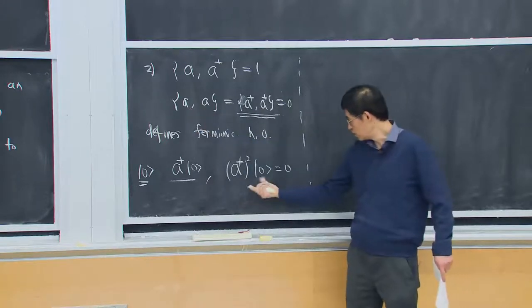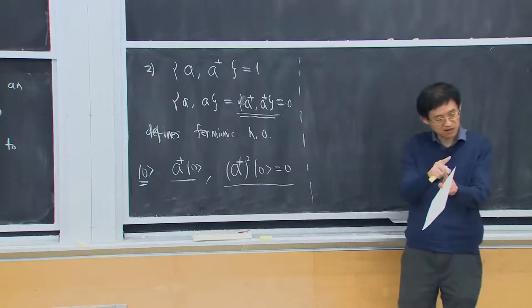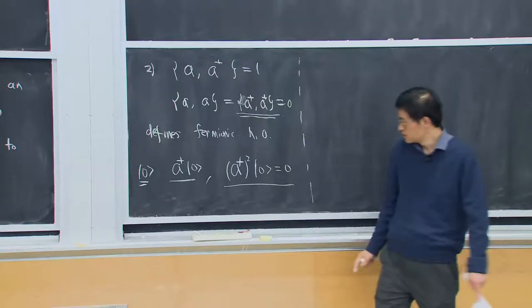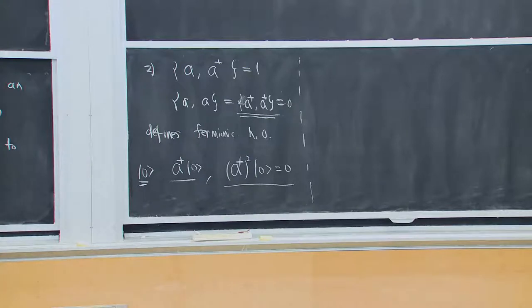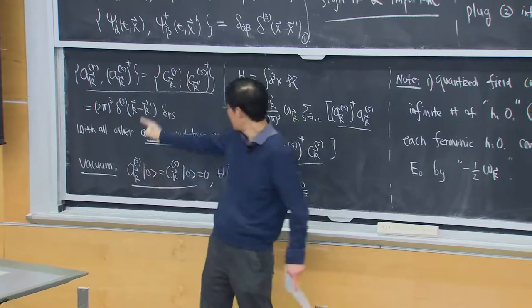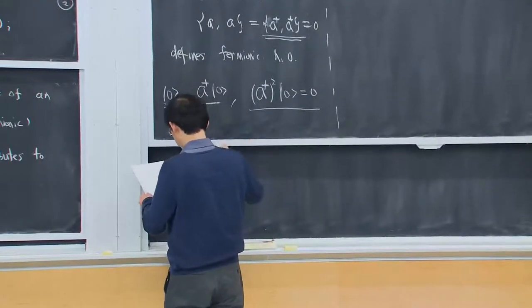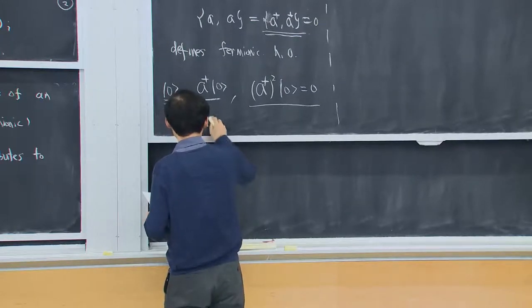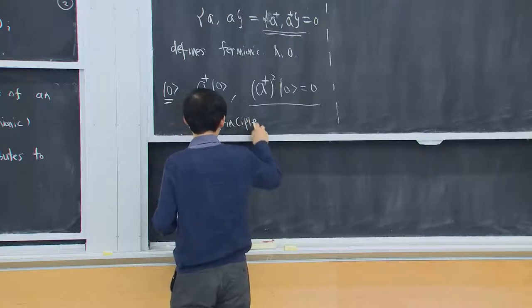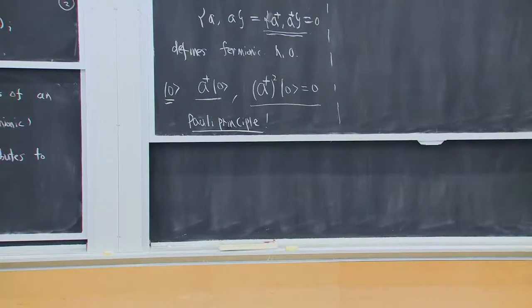And so if you act twice, this is precisely the Pauli principle: two particles in the same state, and you get identically zero. So if you act with any a_{k,s}, if they are the same and you act twice, you get zero. If you have two particles in the same state, when k and s are the same, it means that all their quantum numbers are the same. So this is the Pauli principle: no two particles can be in the same state.